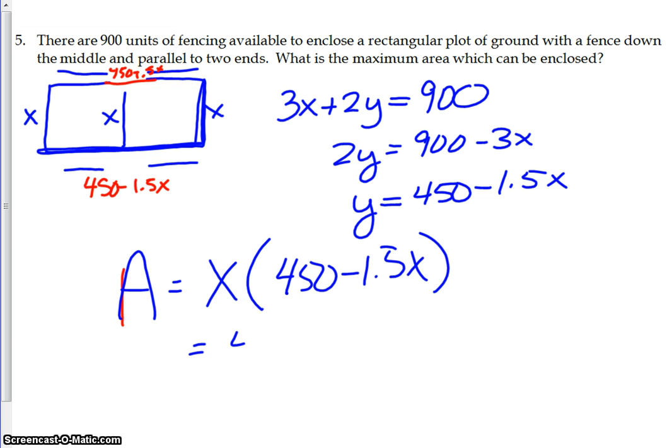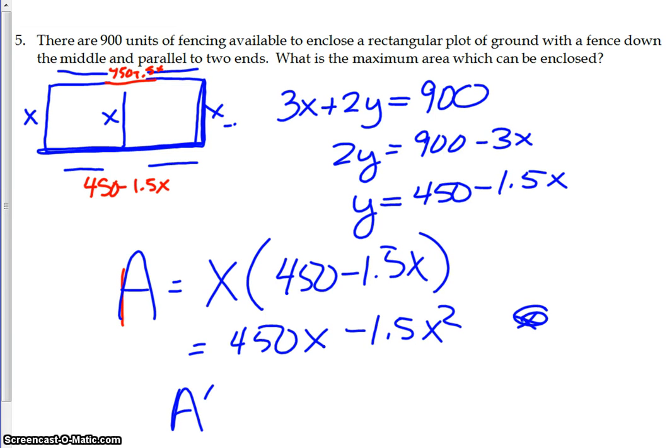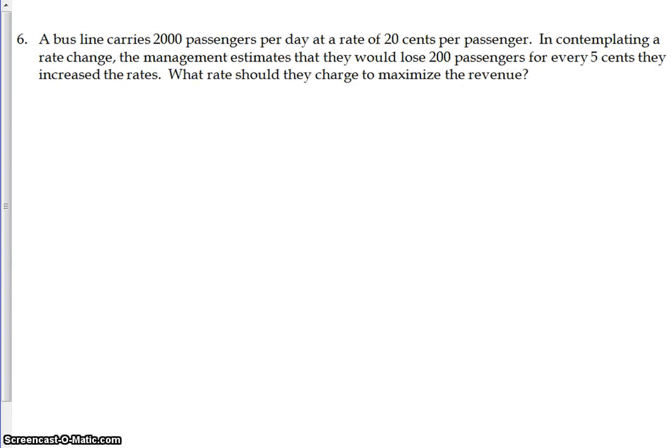And then our formula would be 450x minus 1.5x squared. Our formula process right now would be to find the first derivative, set it equal to 0, and that's going to be your x. And then your area in the end, you're going to just use this formula again. Once you find out what x is, this formula right here, you're going to plug that back in. Okay? Let's see if I can help you on some other ones.